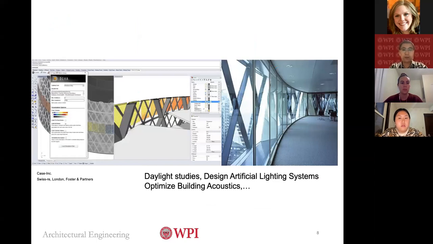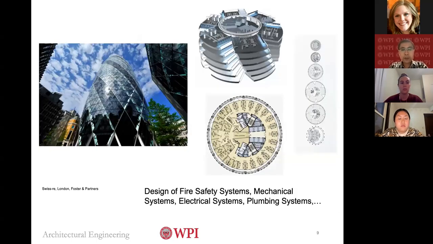Another part of architecture engineering is lighting design or daylighting design. They basically design the artificial lighting and also utilize the daylight systems to make the space more appealing and also support people's work and study. In addition to those components, architecture engineers also deal with fire protection, like designing egress and designing some elements to support fire safety systems, and also plumbing systems, etc.